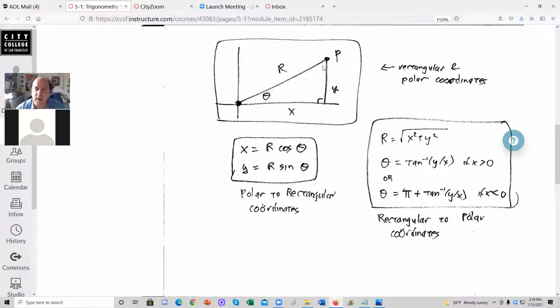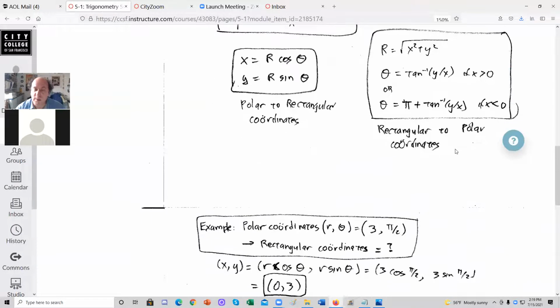Because this angle here and its opposite, 180 degrees away, have the same tangent, for an angle here you have to add pi radians, which is 180 degrees. So given x and y, we'll get r and theta. This is rectangular to polar coordinates. Some of your calculators may have a little button saying P to R and R to P, and that gives you polar to rectangular and rectangular to polar.